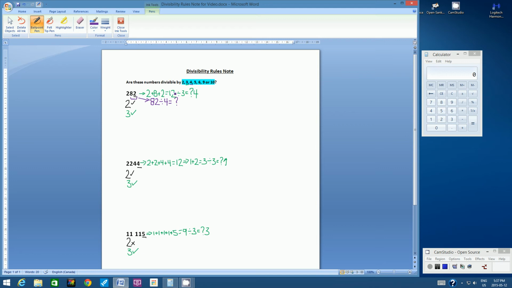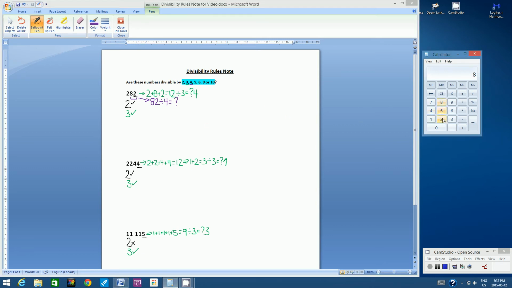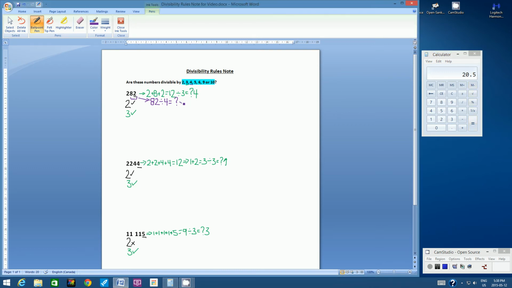All right, so here's where a calculator really comes in handy. So I'm going to type it in, 82 divided by 4 equals, and if we get a decimal number, that means that it does not divide equally or evenly. Okay, so in this case, this number is not divisible by 4. Okay, let's look at the next example.